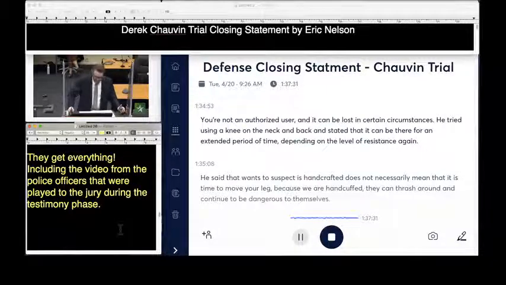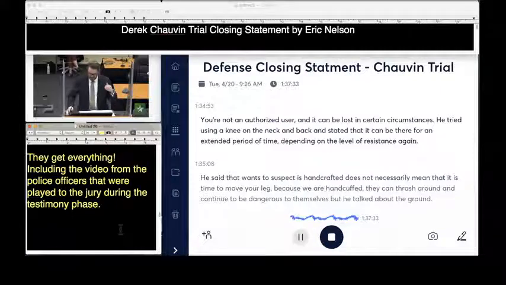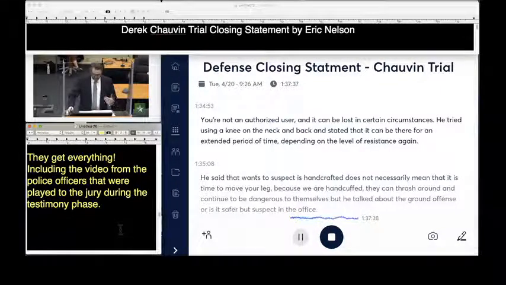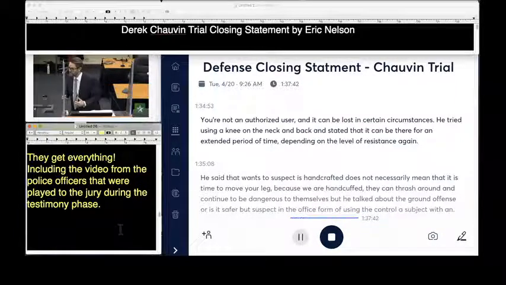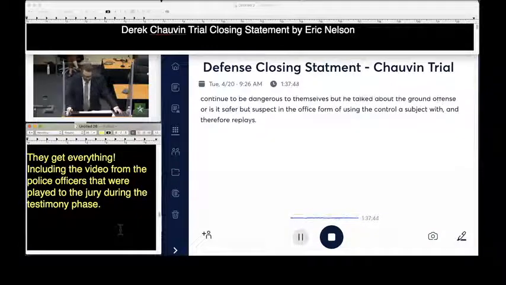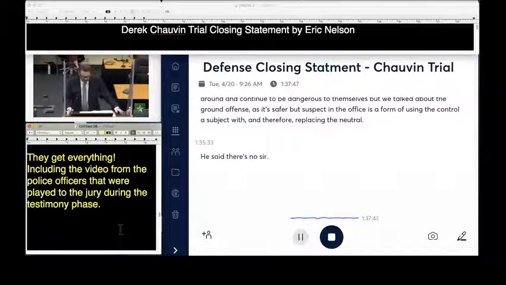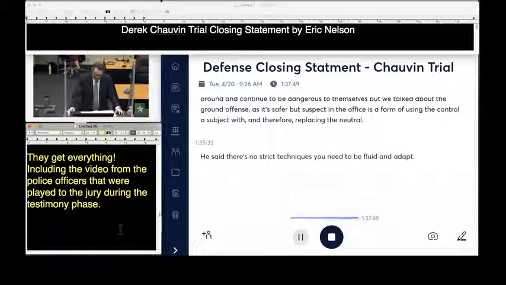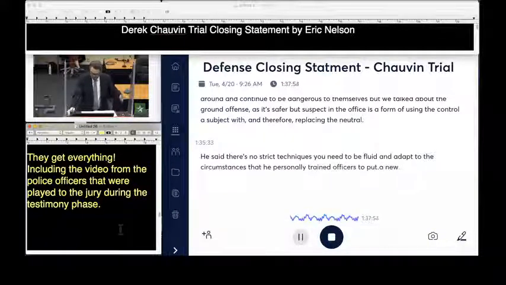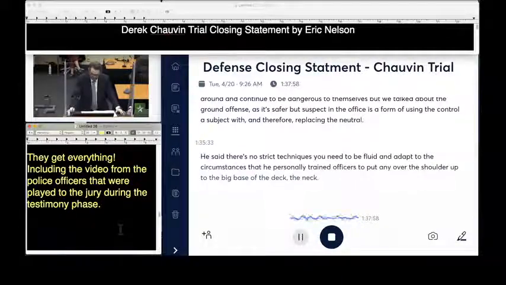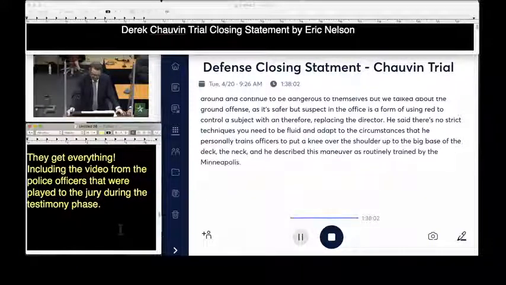He talked about the ground defense program because it's safer for both the suspect and the officer. He talked about ground defense as a form of using your weight to control a subject, therefore replacing the need to punch or strike them. He said there are no strict techniques. You need to be fluid and adapt to the circumstances. He personally trains officers to put a knee over the shoulder, up to the base of the neck, and he described this maneuver as routinely trained by the Minneapolis Police Department.